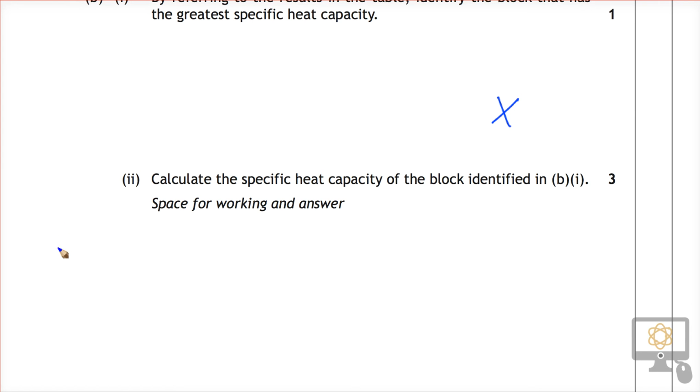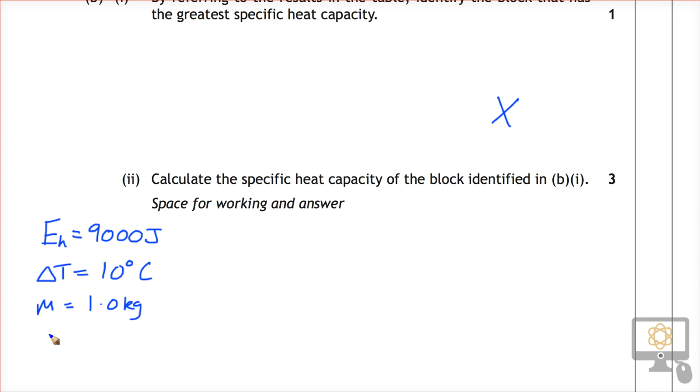So let's write down what we know and what we're trying to find out. First, the heat energy absorbed, EH, was 9,000 joules. The change in temperature was from 15 to 25, a change of 10 degrees Celsius. The mass of the block was 1.0 kilograms. And what we're trying to find out is C, the specific heat capacity, the energy required to raise the temperature by 1 degree for 1 kilogram.